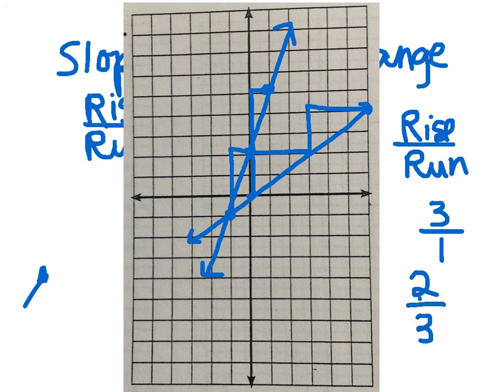If I want to draw one that looks like this, I've got a lattice point here, I've got a lattice point here, I've got a lattice point here, so I'm going up 2 and to the left 3, so that would make that line have a negative 2 over 3 as a slope.